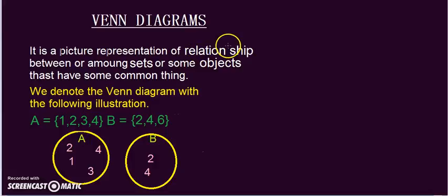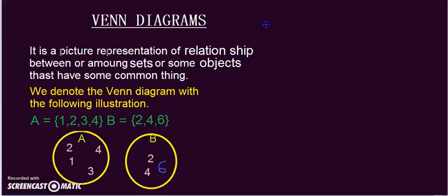A Venn diagram is nothing but the relationship between or among sets or objects that have something in common. Suppose I have A as a set with elements 1, 2, 3 and 4, and B as a set with 2, 4 and of course one more element, 6. So this is my B set and this is my A set. Now, we will see how we represent the intersection of A and B.